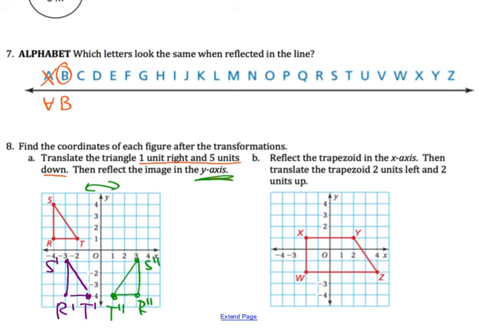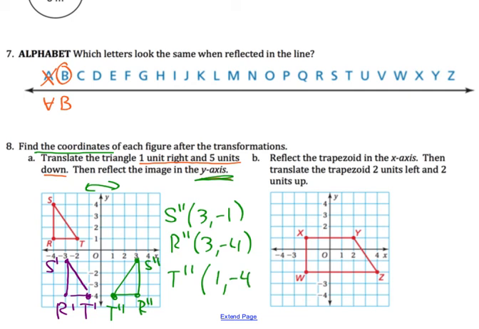And then it does say to identify the coordinates. So the coordinates are S double prime is located at 3, negative 1. R double prime is at 3, negative 4. And T double prime is at 1, negative 4. And then you'll do the same type of thing there on part B.